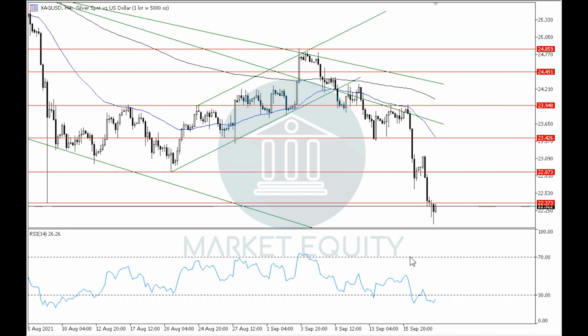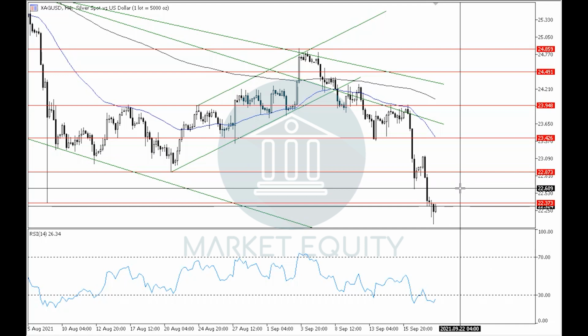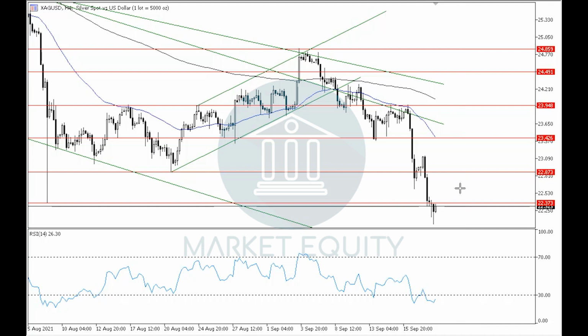If we notice the RSI indicator in the 4-hour time frame, then we can see that it is currently moving below level 30 inside the oversold area, which supports the probability of rebounding upwards off of around the current levels in order to correct, which might continue to retest level 22.60 before continuing with the downtrend in the 4-hour time frame or the daily time frame. That was it for the silver.